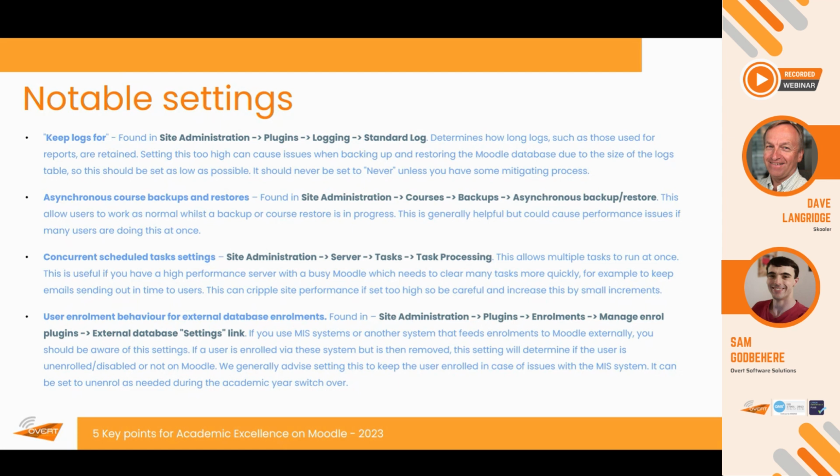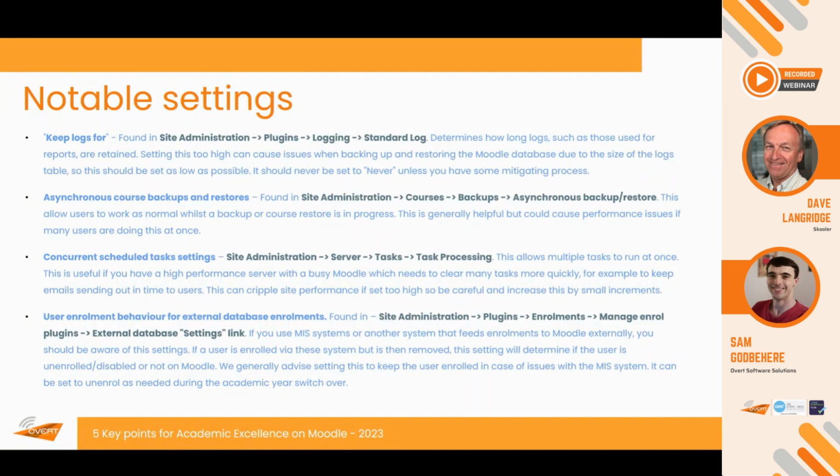Very useful for high performance servers with a busy Moodle that need many tasks to be cleared quickly. Again, referring back to emails being sent out or enrollments not processing quickly enough, turning that value up can ensure that those are processed in good time, but can also potentially be crippling for site performance if it's set too high. So that's something that should be carefully adjusted and increased by small increments.